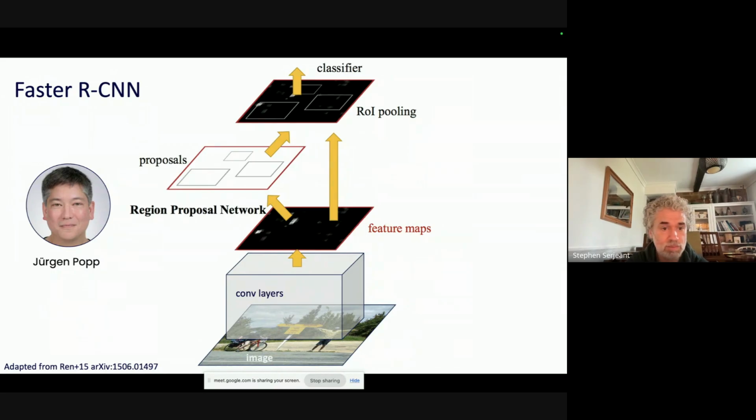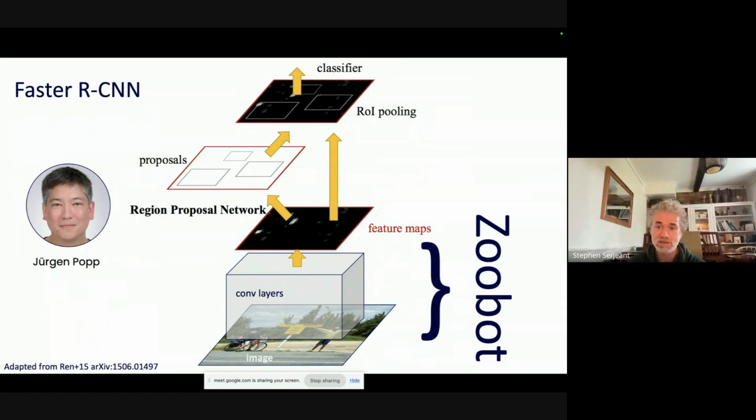And we have a graduate student here called Jürgen Popp, who's done a phenomenal amount of work on clumpy galaxies, using a Faster R-CNN trained on the citizen science classifications. Again, the trick has been to use the Zoobot model as the feature extractor, as the first layer here. So he took the Zoobot model, retrained the final layer, and created a region proposal network. It works phenomenally well. It's another great success of this Zoobot foundation model.